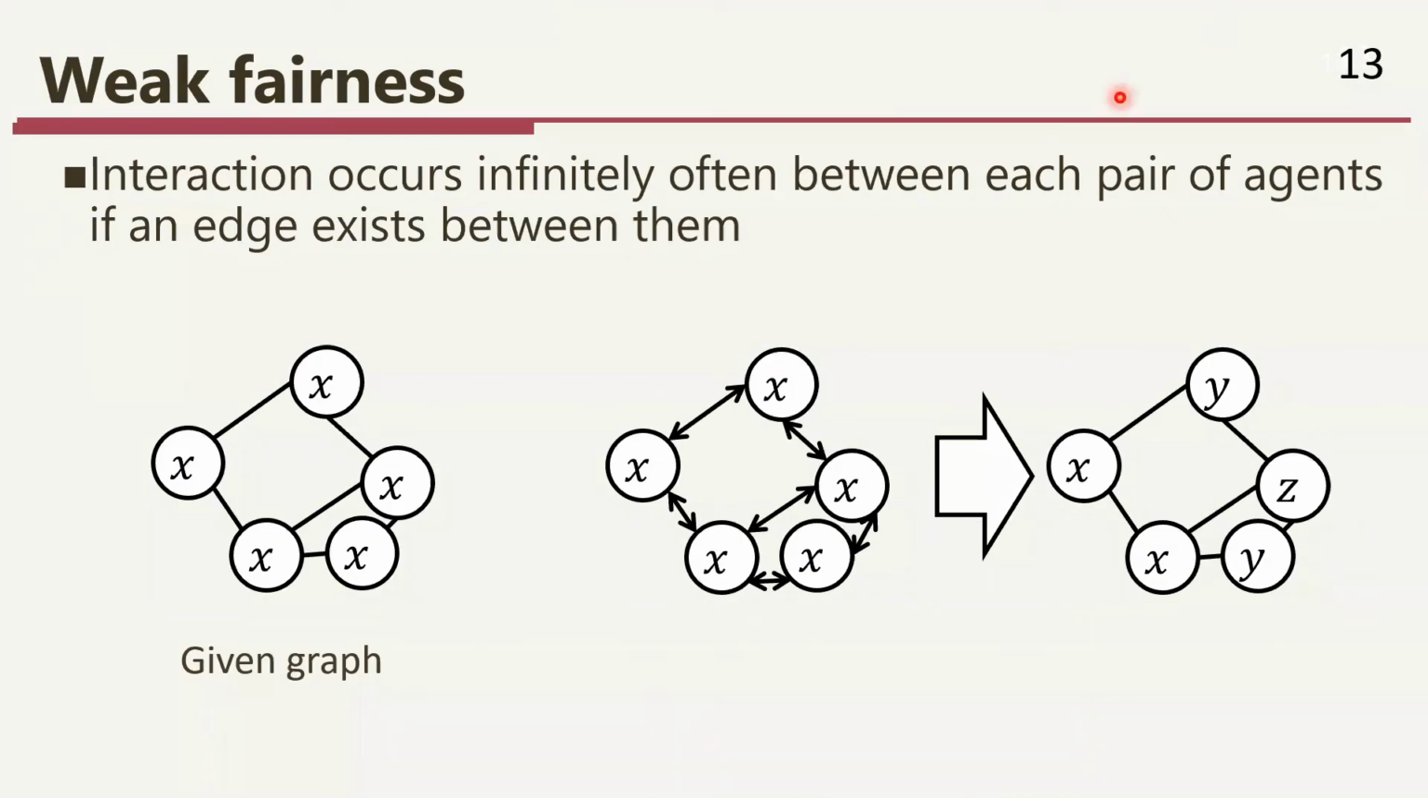Next, I explain weak fairness. The weak fairness guarantees that interaction occurs infinitely often between each pair of agents if an edge exists between them. If this graph is given, then they interact infinitely often, like this.